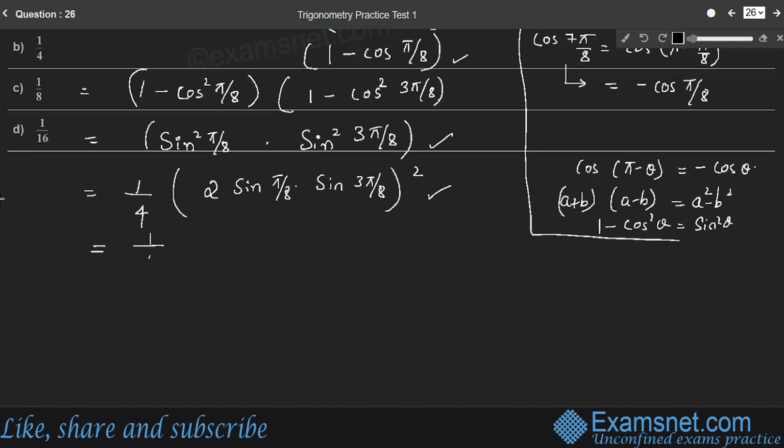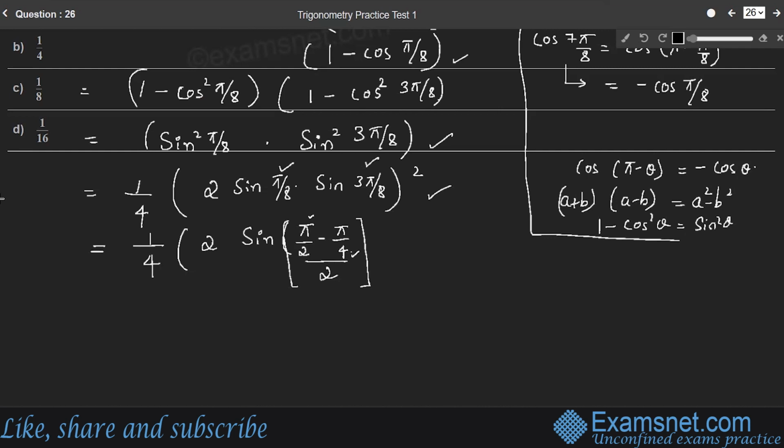So again, I'll write 1 by 4 into 2 times. Here I'll write sine pi by 8 as sine of pi by 2 minus pi by 4 whole divided by 2. Here sine pi by 8 can be written as sine of pi by 2 minus pi by 4 whole divided by 2. So here 4 is the LCM. So numerator becomes 2 pi minus pi, which is pi, and 4 into 2 becomes 8, right?